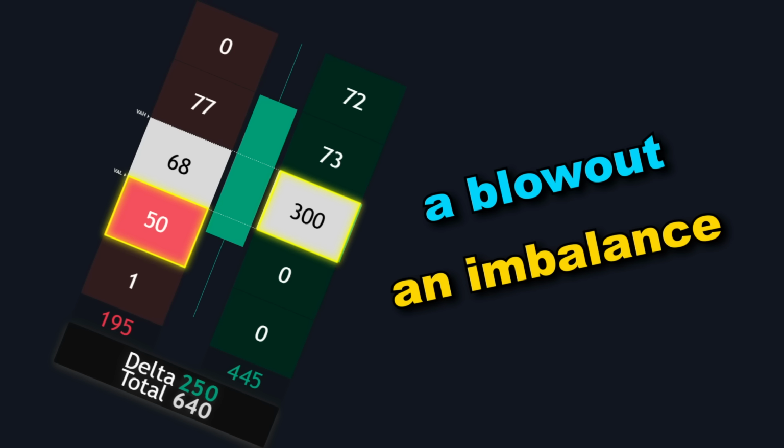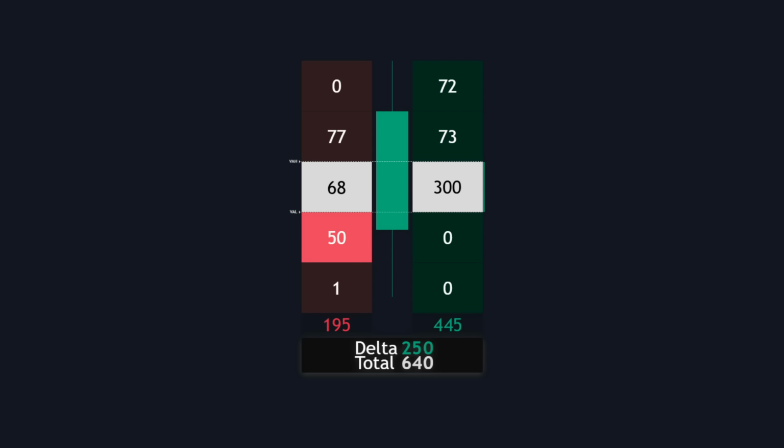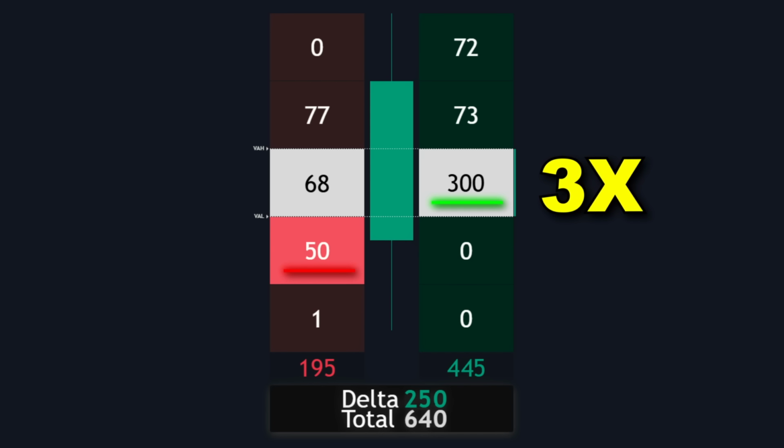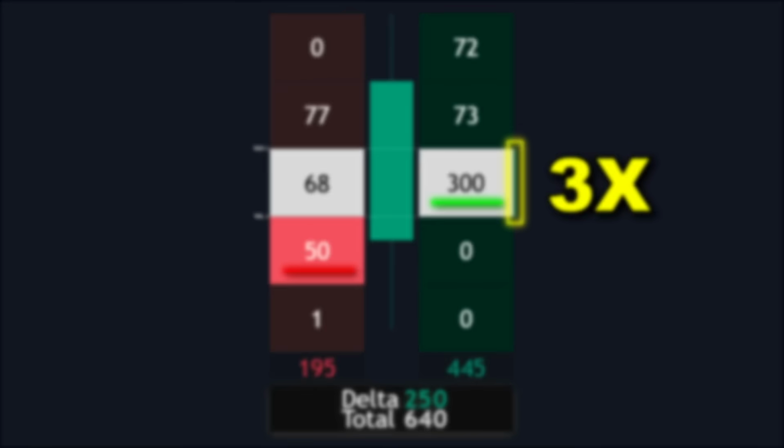That's an imbalance. You read them diagonally. Compare sellers at one level to buyers at the level directly above, or buyers at one level to sellers at the level directly below. If one side is 3 times or more bigger than the other in that diagonal comparison, that qualifies as an imbalance worth marking. Imbalances show you aggression, not just activity, desperation.